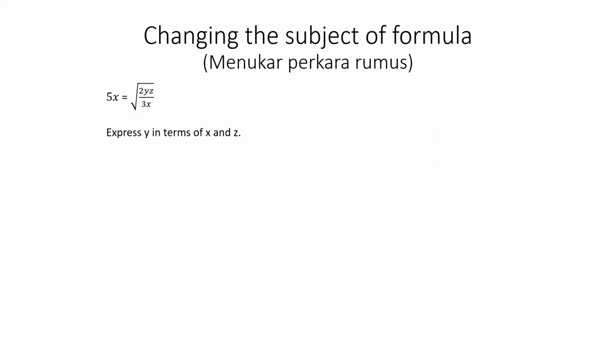For the next question, express y in terms of x and z. You can see that y is also inside a square root. So for the first step, you need to remove the square root. As discussed in the previous question, to remove the square root, you need to square both sides. And after I square both sides, there's no more square root. And 5x squared will become 25x squared.